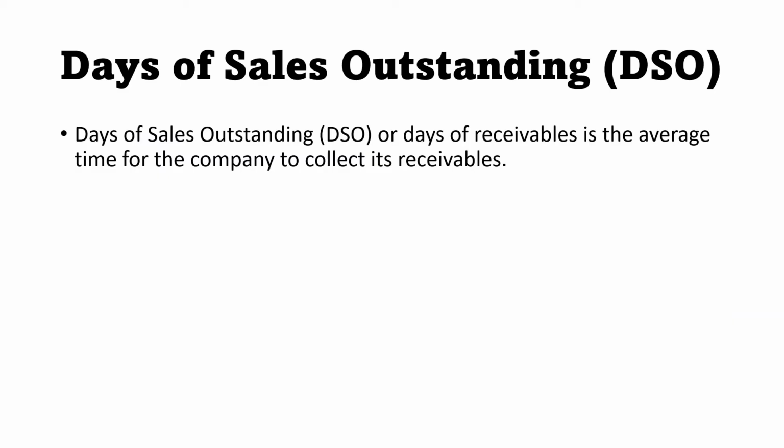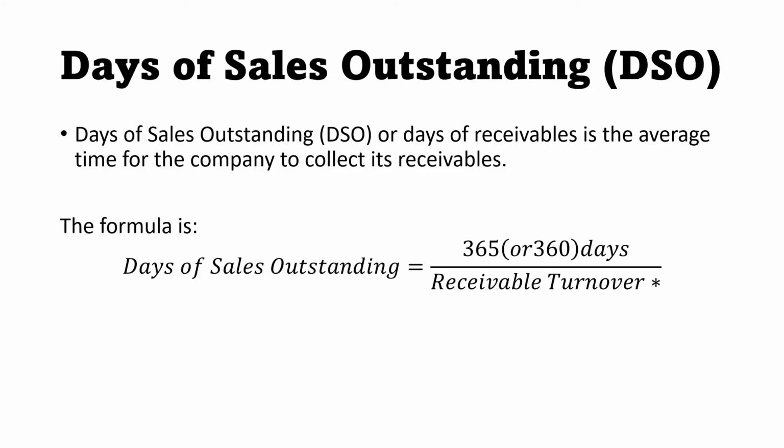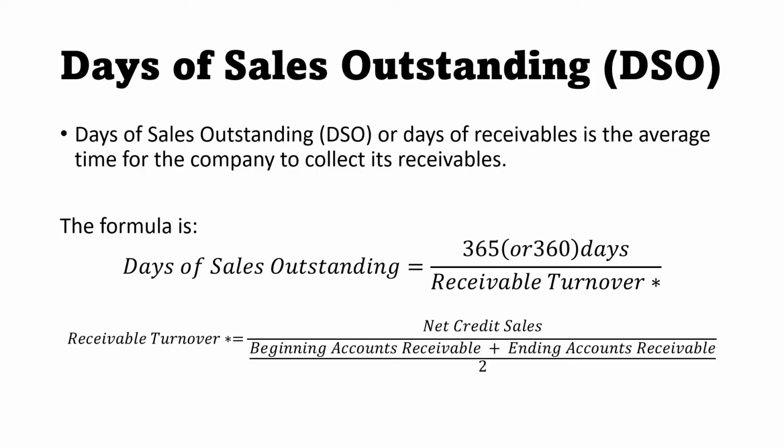Now let us know what days of sales outstanding is and its formula. Days of sales outstanding, or DSO, or days of receivables, is the average time for the company to collect its receivables. The formula is: days of sales outstanding is equal to 365 or 360 days divided by receivable turnover. In computing for receivable turnover, receivable turnover is equal to net credit sales divided by the sum of beginning accounts receivable and ending accounts receivable divided by 2.